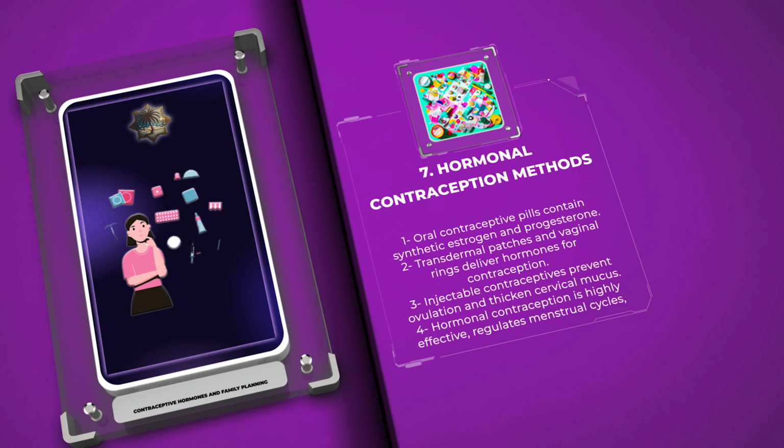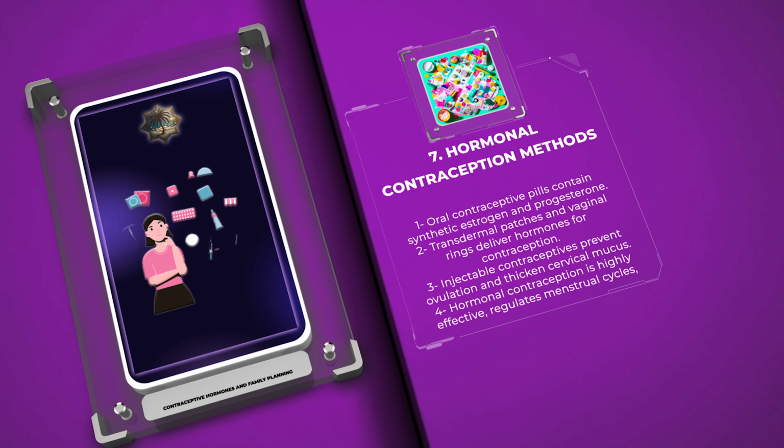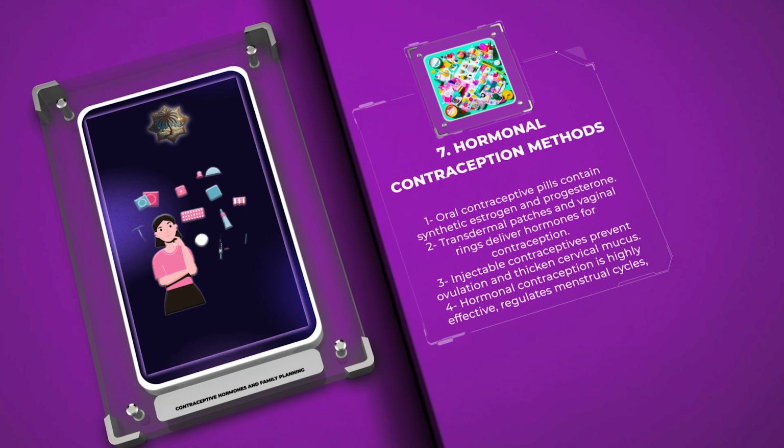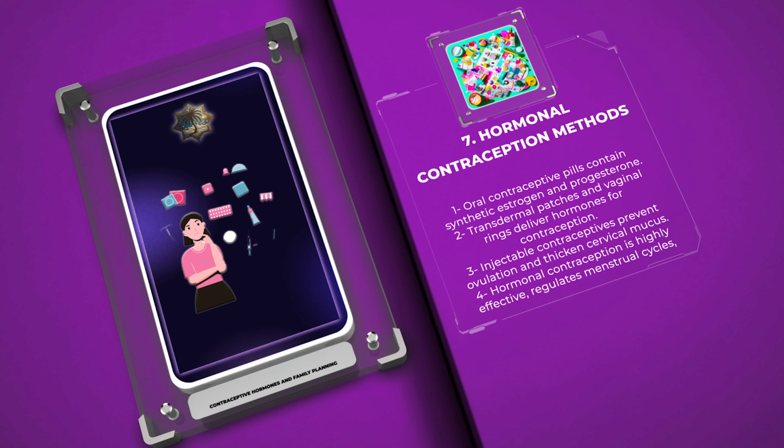Transdermal patches and vaginal rings work similarly but deliver hormones through the skin or vagina, respectively. Injectable contraceptives involve receiving a shot of progestin every few months to prevent ovulation and thicken cervical mucus. Hormonal contraception methods are highly effective in preventing unwanted pregnancies and offer additional benefits, such as regulating menstrual cycles and reducing the risk of certain cancers.